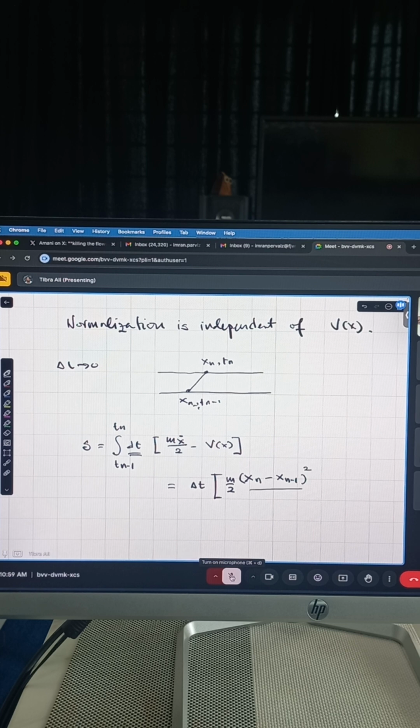And then we have the potential. Now the potential, do we take it at this point in time? Do we take it over here or here? Well, it really doesn't matter in the limit, but we can take it to be the average.